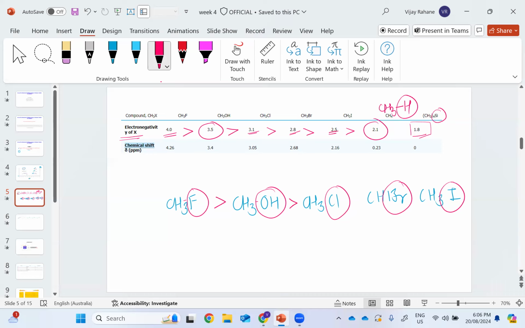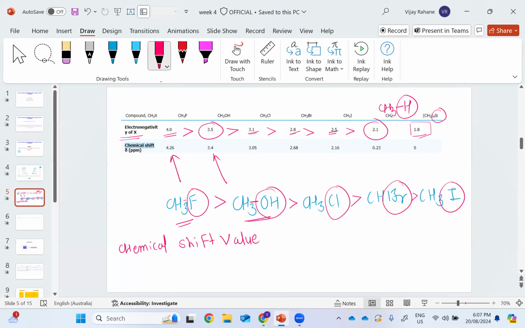So the order of the chemical shift value will be in this manner. For fluorine, in CH3F, the delta value for the three hydrogens, the chemical shift value, is 4.26 ppm. Similarly, for methanol, CH3OH, the delta chemical shift value is 3.4, and so on for the chloro, bromo, and iodo.